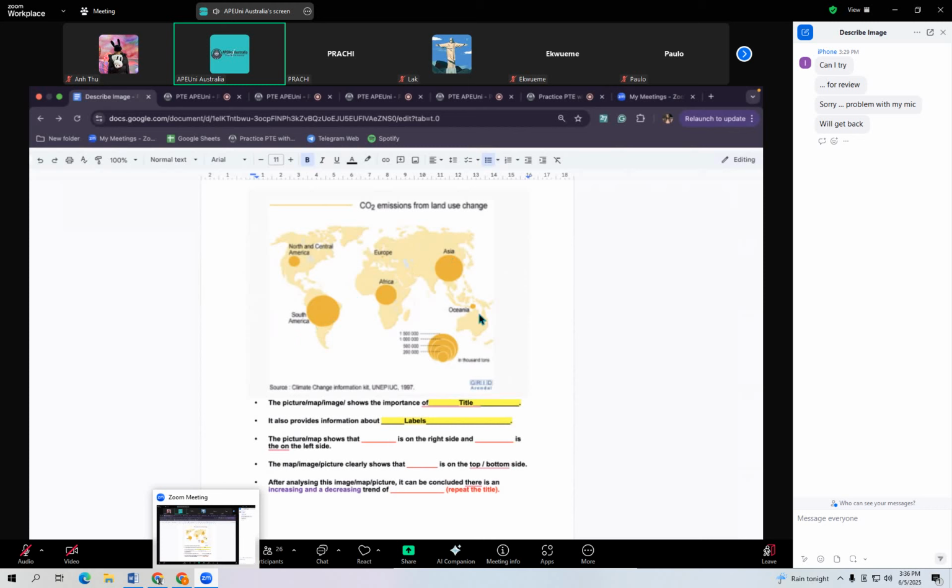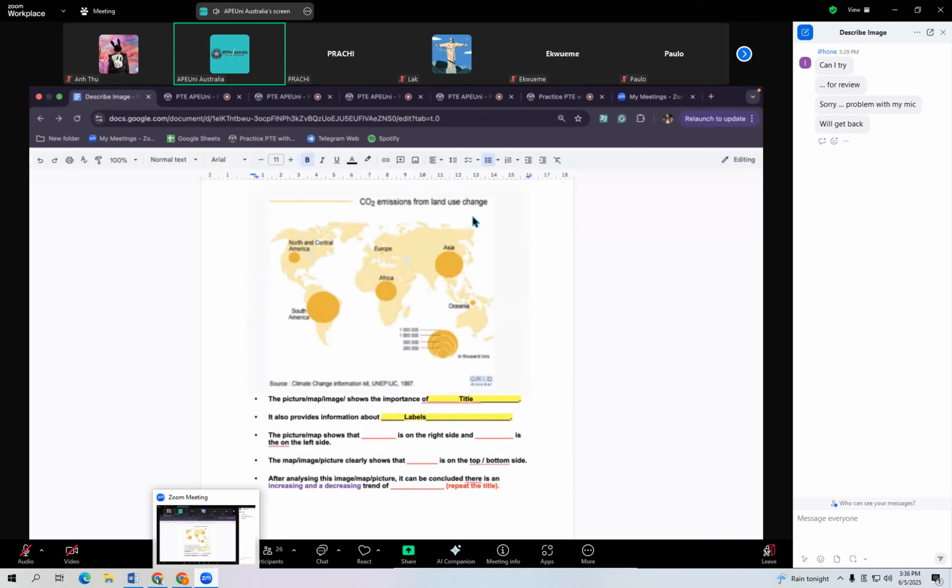These are our labels. And then I just need one thing from the left, one thing from the right. Maybe say the easy one, right? South America is on the left, Oceania is on the right. If you don't know how to pronounce it, then say Asia is on the right. And then I need something from the top, something from the bottom. Europe is at the top, Africa is at the bottom. That's it, done. And then for the 5th line, I will again repeat my title.